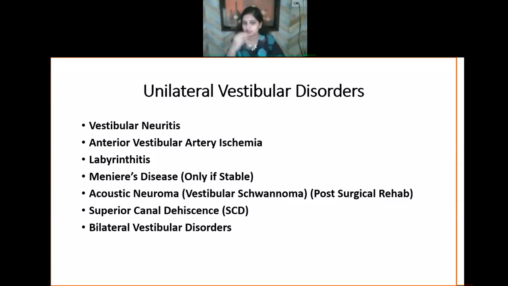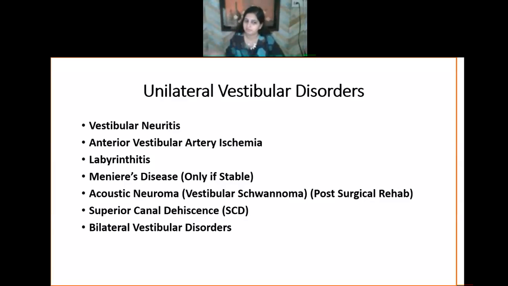Acoustic neuroma is the third most common intracranial tumor, so we can get in more population. The rehab part we can utilize post surgery. Post surgery, what is the residual we can pick up from there? We can do gaze stabilization, we can do balance training, and we can treat those patients post surgery. Superior canal dehiscence, same. Post surgery, we can treat those patients too.